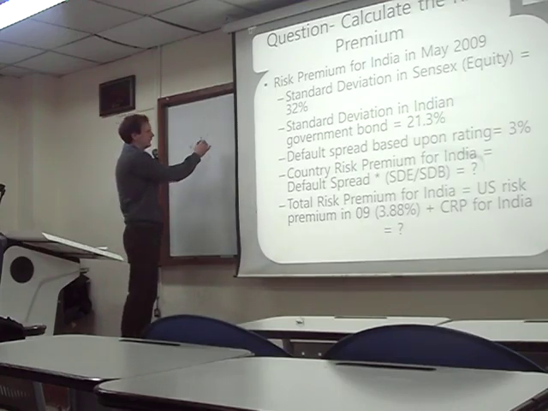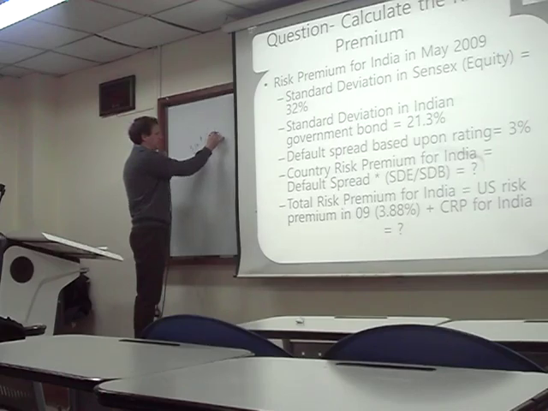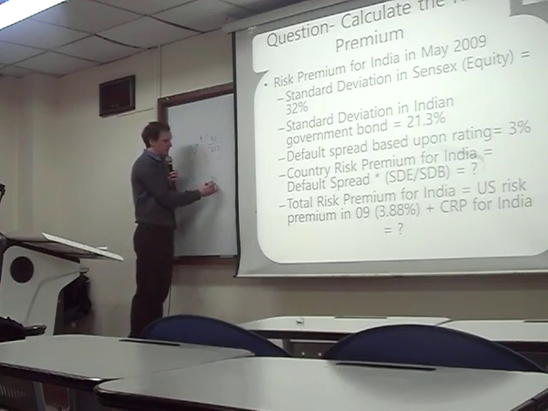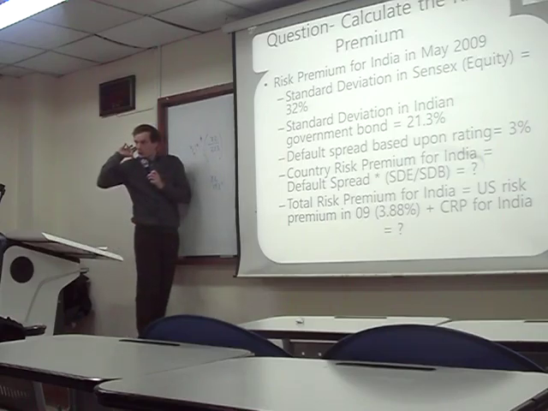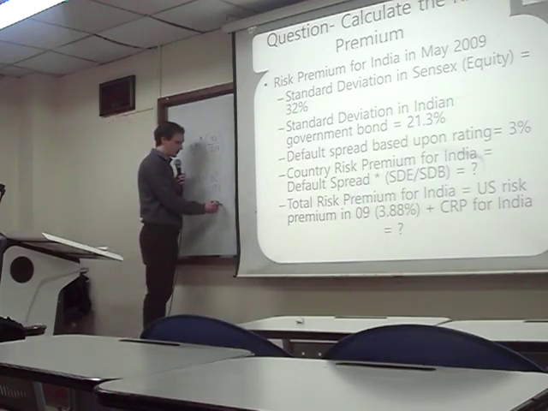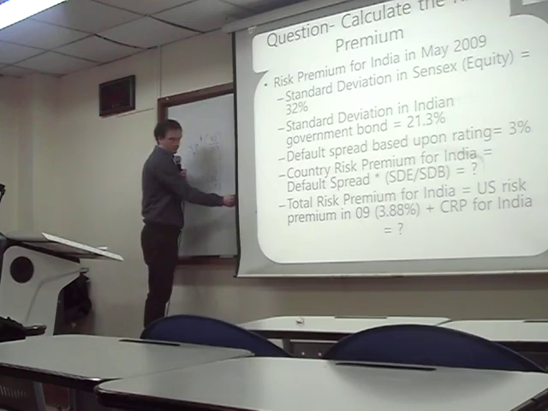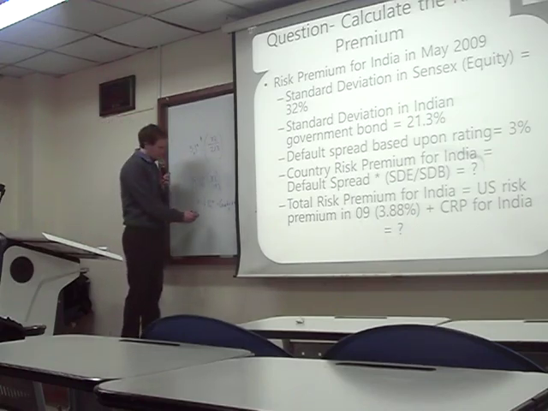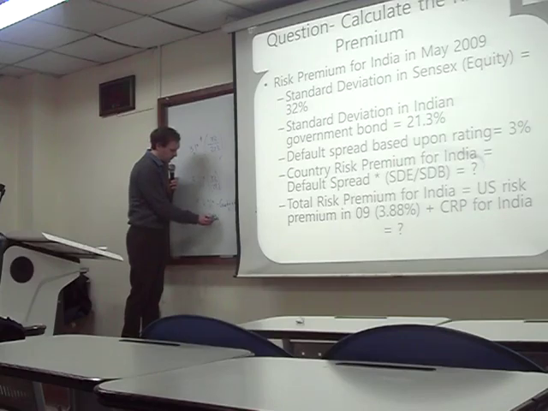Okay, so did anybody find the answer? 8.38. Yes. Okay, so how did you do that? We just followed this equation, right? The default spread is 3% multiplied by the standard deviation on equity, 32/21.3. Okay? What is the answer to this? 32/21.3 is equal to? 1.5. So we get 3% multiplied by 1.5, okay, equals 4.5. And that is going to be called the country risk premium.